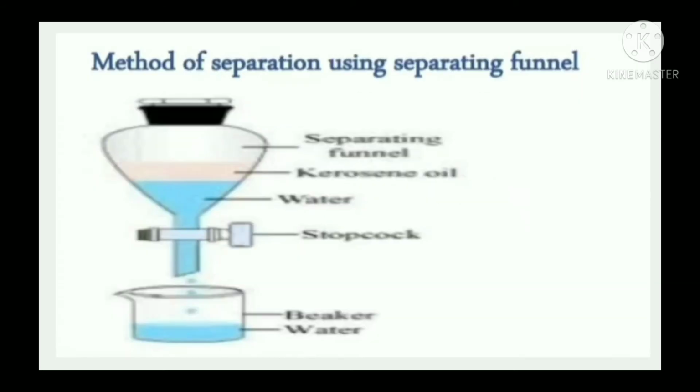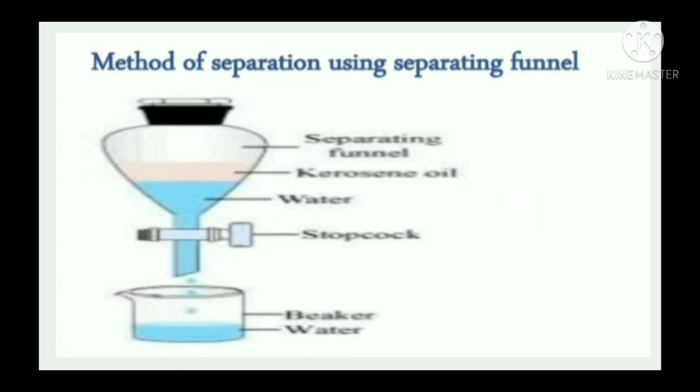Okay. Next is the method of separation using a separating funnel. When two immiscible liquids, children, immiscible means the liquids which cannot mix. Example, oil and water. Oil and water will not mix. Two layers we can see of oil and water. When two immiscible liquids are to be separated from one mixture, then the separating funnel is used.